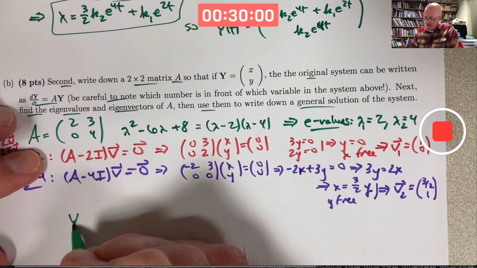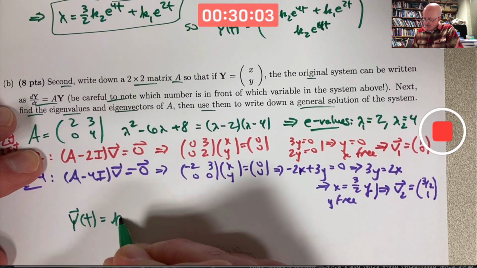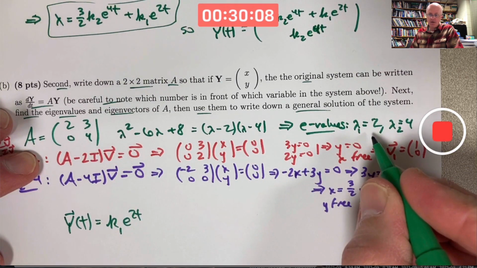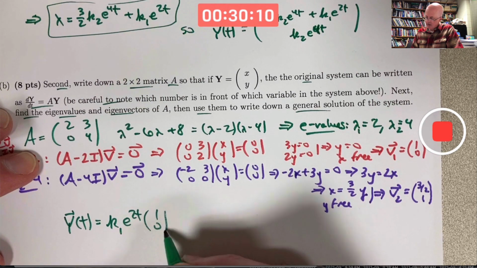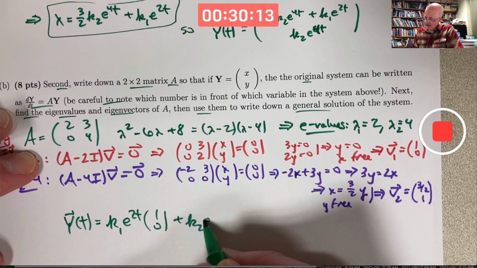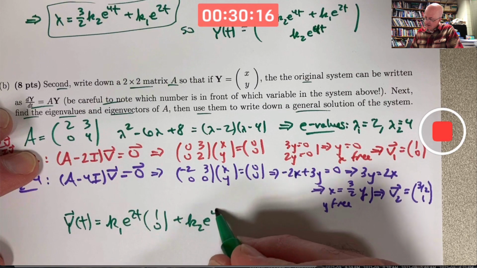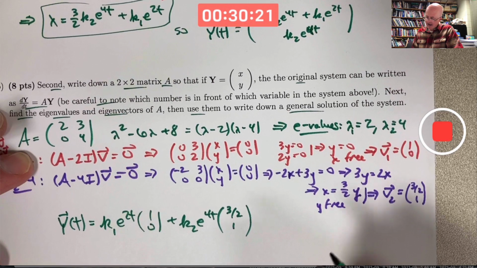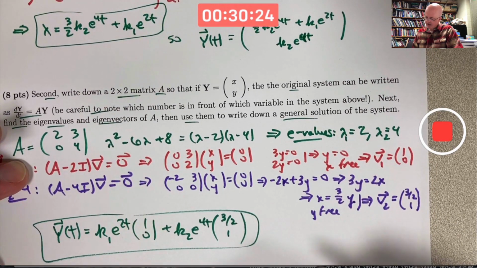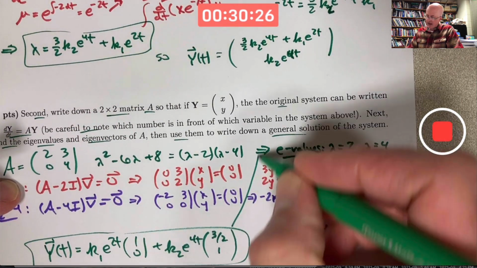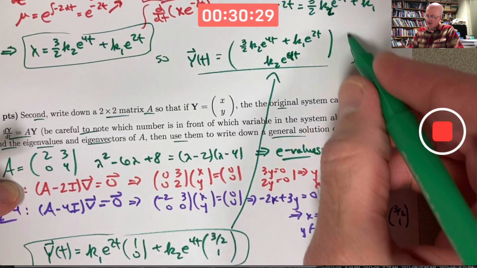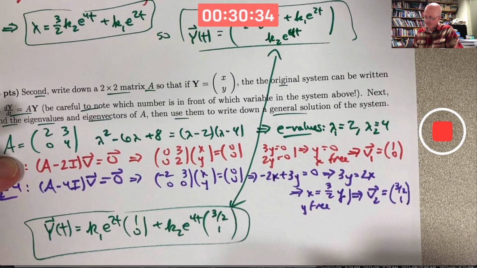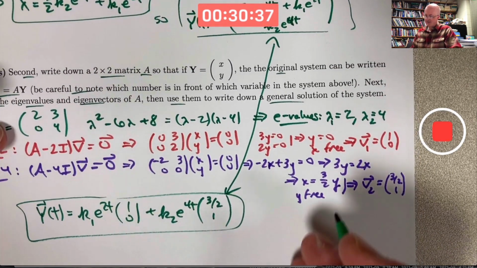So, final answer here for the general solution I can write as arbitrary constant k1 times e to the 2t, lambda 1, times v1, which is (1, 0), plus k2 e to the 4t, and I'll go ahead and use this eigenvector, (3/2, 1). And if I simplified this, I would get a match. I did write it in such a way that I get a match. Again, not that I had to, but just for the purpose of seeing that I could, I did it that way. So we got a match.